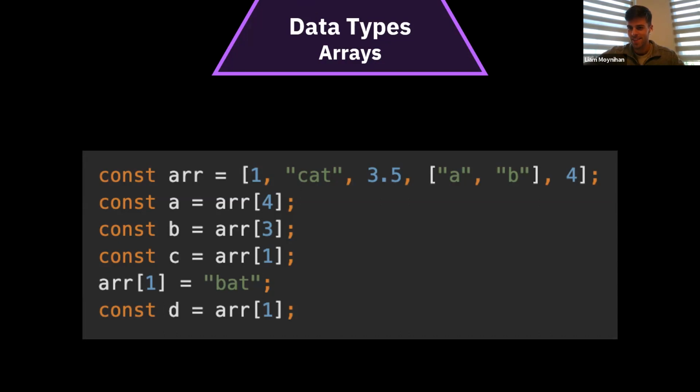Any guesses? Oh, one popped up. A couple are popping up. We have A is 4, B is an array containing A and B, C, I see some different answers for cat and 1 for C, and then D is bat. Yep, so generally that sounds about right. The only tricky thing here is C is going to be equal to cat because it's equal to cat here, but then we change it, and now it's equal to bat. But pretty standard.